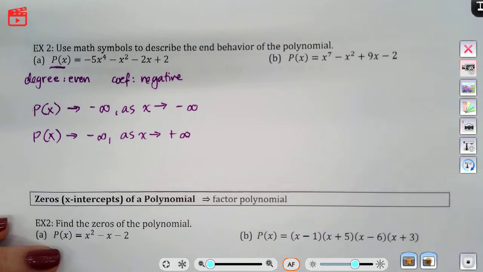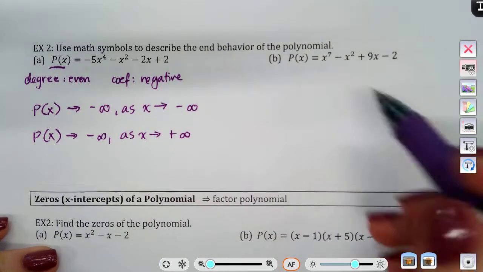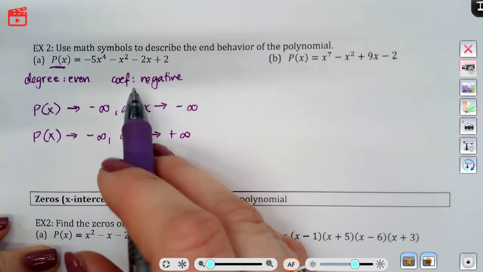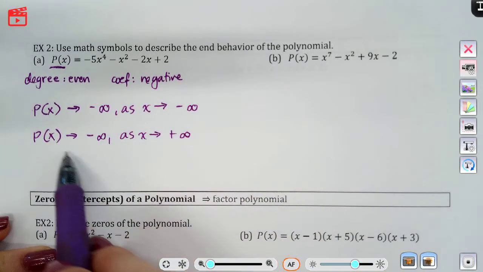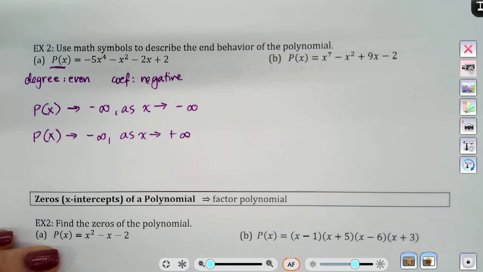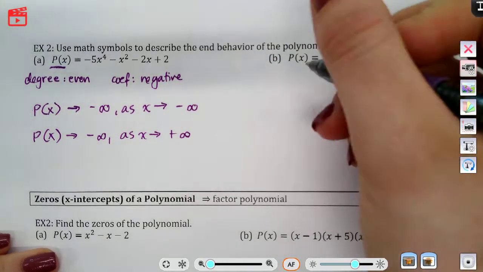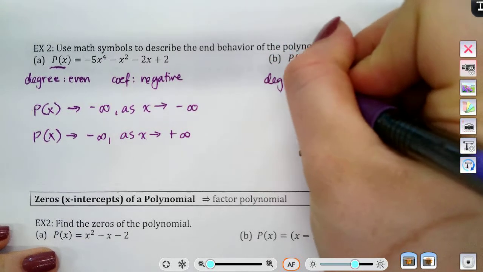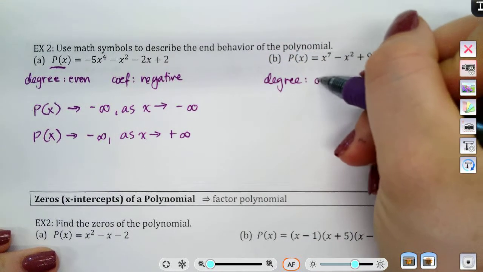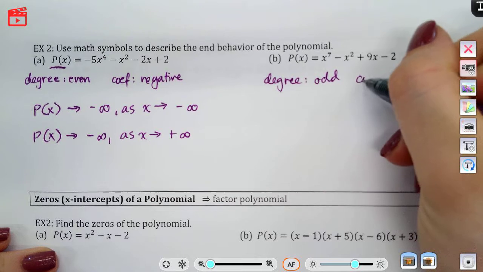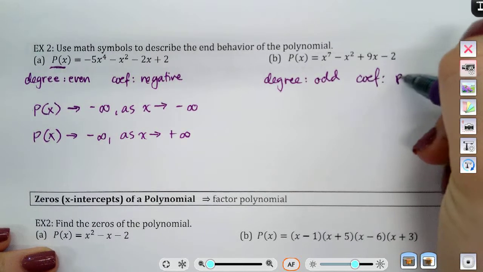All right, so let's take a look at the next one. Go ahead and try to see what the degree is, the coefficient, and then how to describe the end behavior. Take a second and try to do that by yourself. All right, so the degree is 7, so that's odd. And the coefficient is positive.